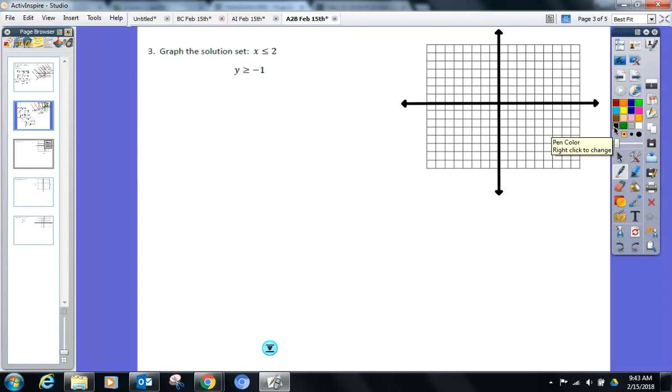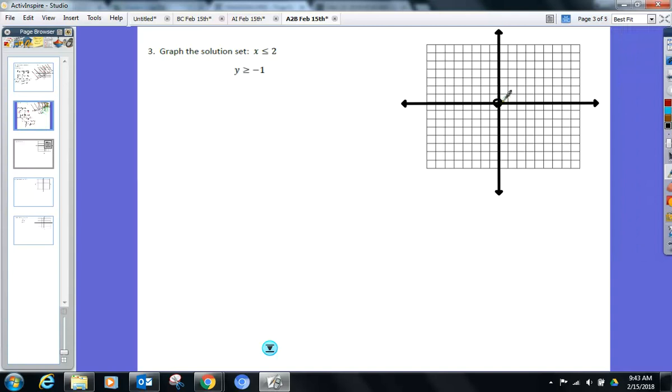Graph your lines. I'm sorry, not graph. Graph your x and y axes. I didn't mean graph the lines. Graph your x and y axes. Again, I'm going to put the little 0 there at the origin. You'll see why definitely on this one.